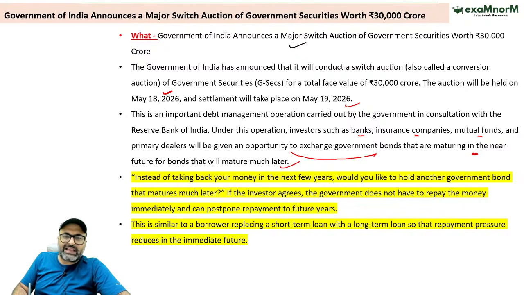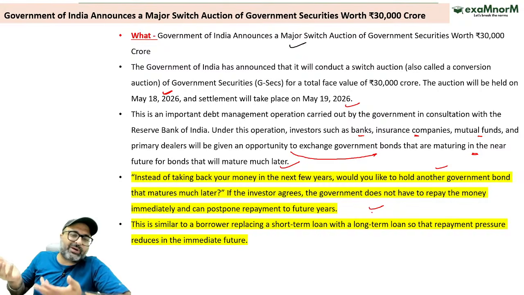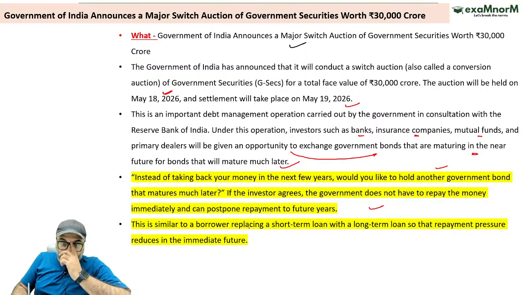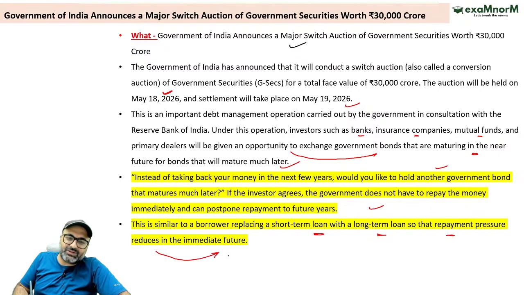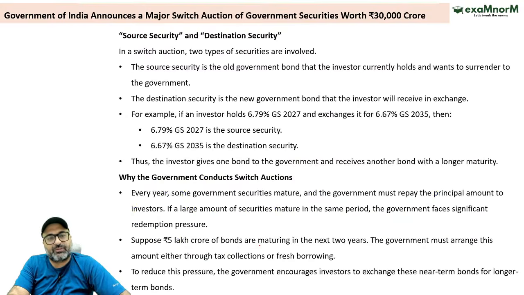So instead of taking back your money in the next few years, would you like to, RBI पूछता है कि भैया instead of taking back your money, would you like to hold another government bond that matures much later? If the investor agrees, the government does not have to repay the money immediately and can postpone the repayment to future years. This is similar to a borrower replacing the short-term loan with a long-term loan so that repayment pressure reduces in the immediate future. That has been done by the government.